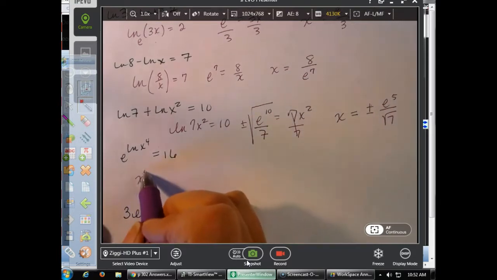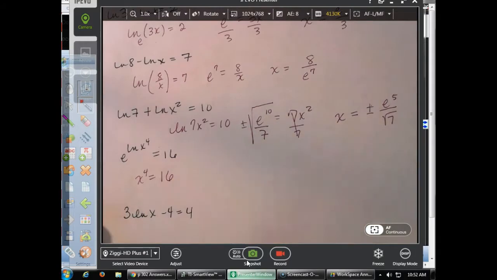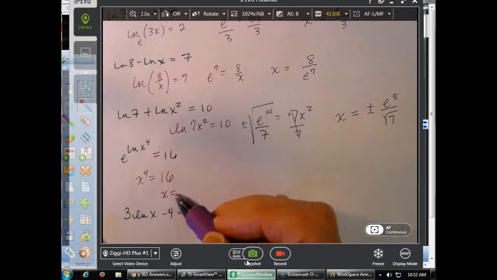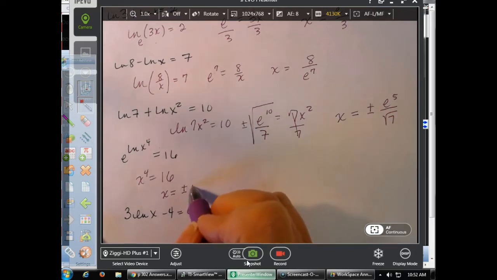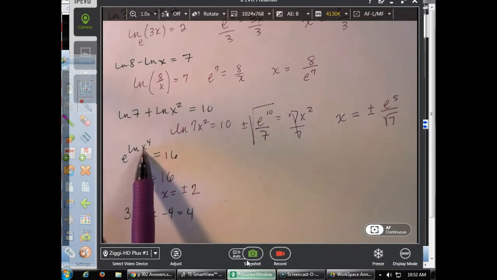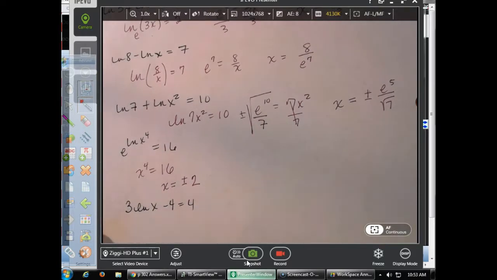So x to the 4th is equal to 16. 2. Now, is it positive or negative? Yes, it is. Positive or negative 2 is the answer there, because if you do negative 2 to the 4th, it turns to a positive 16, etc. What about this next one?